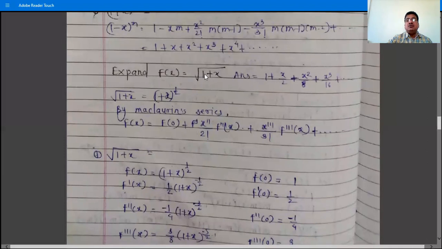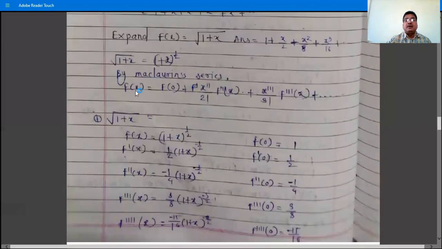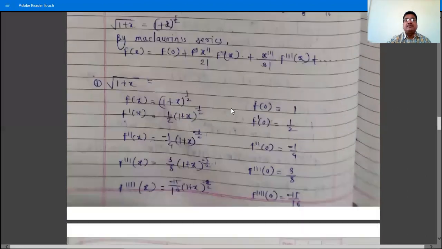Expand f(x) = root of (1 + x). Answer is this. So root of (1 + x) means (1 + x)^(1/2). So I write Maclaurin's theorem: f(x) = f(0) + x f'(0) + x^2/2! f''(0) + x^3/3! f'''(0) and so on. Then f(x) is (1 + x)^(1/2).